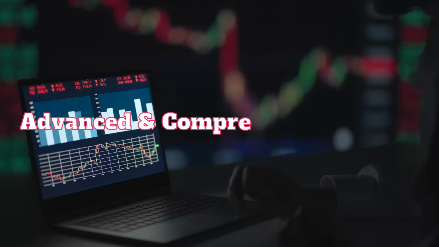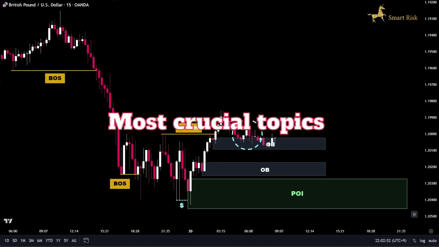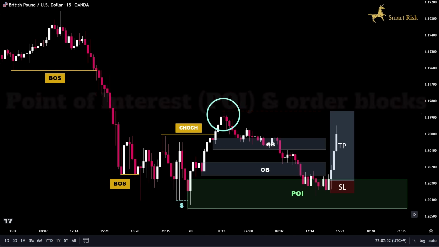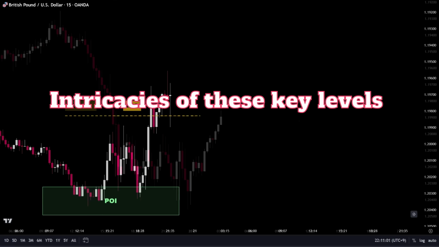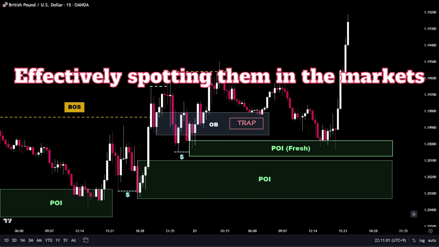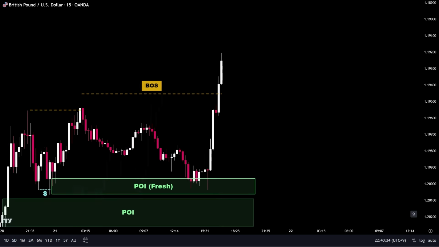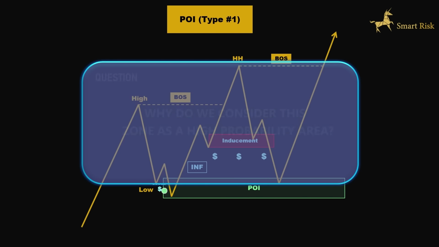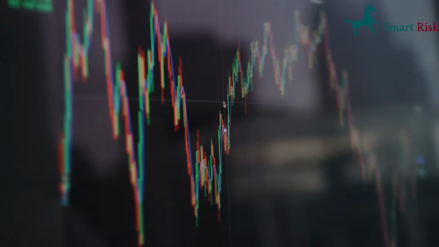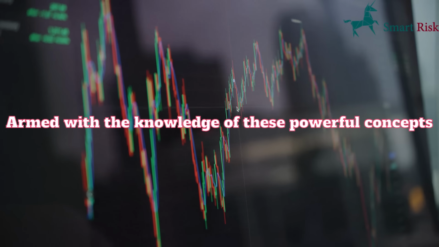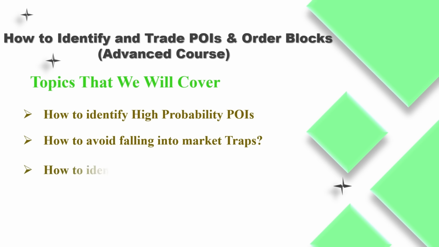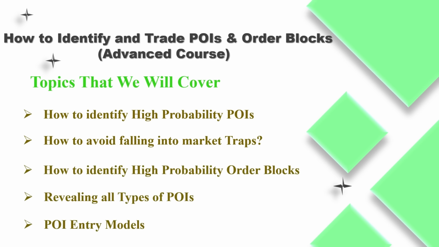In this advanced and comprehensive course, we will dive deep into one of the most crucial topics in the world of smart money concept, identifying high probability points of interest and order blocks. We will also delve into the intricacies of these key levels and unveil the secrets to effectively spotting them in the markets. Trading without the ability to identify valid POI zones or disregarding the importance of high probability POI zones can expose you to unnecessary risks and potentially lead to significant losses. However, armed with the knowledge of these powerful concepts, you'll gain an absolute edge in your ability to pinpoint optimal entry and exit points in your trades. Join us on this exciting journey as we unlock the secrets of high probability POIs and get ready to elevate your trading game and gain a distinct advantage in the markets.